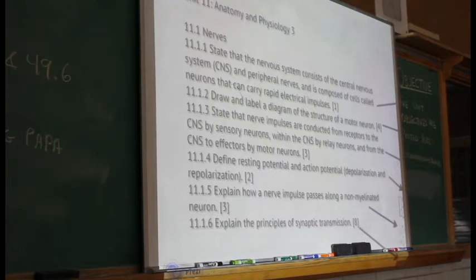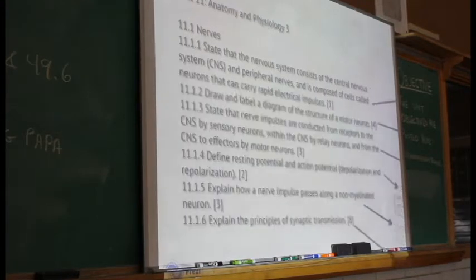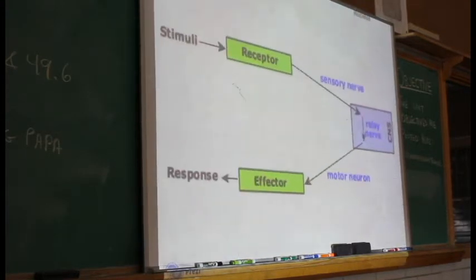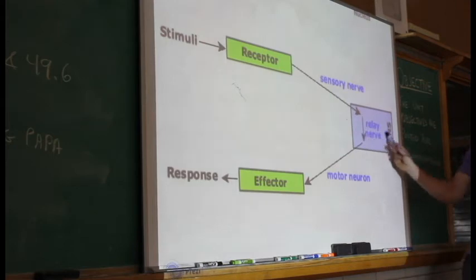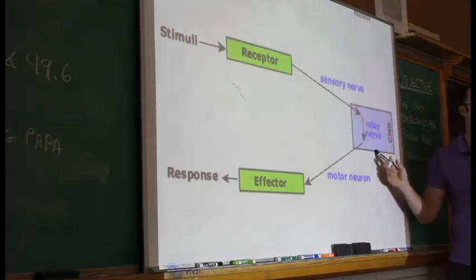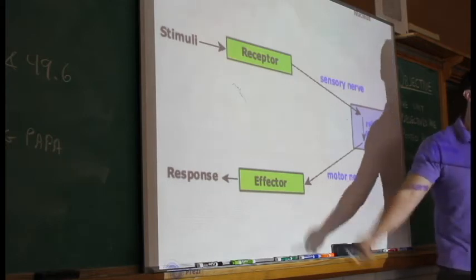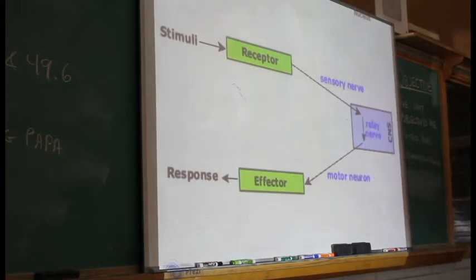Let's talk about the third objective. Sensory neurons, relay neurons, and motor neurons, and how these operate together. So, when a stimulus is received by your body, sensory nerves pass the signal from the receptors to the central nervous system, where the relay neurons transmit it to motor neurons that cause an effect in the body. Right? They result in some sort of change in the body.